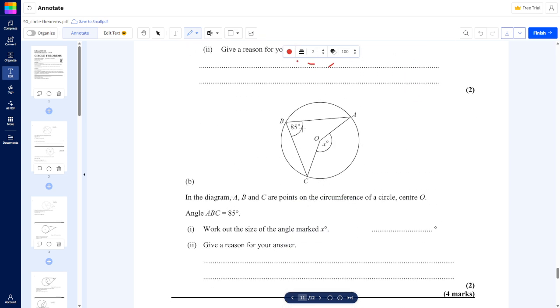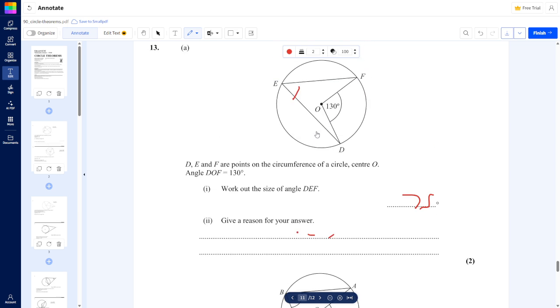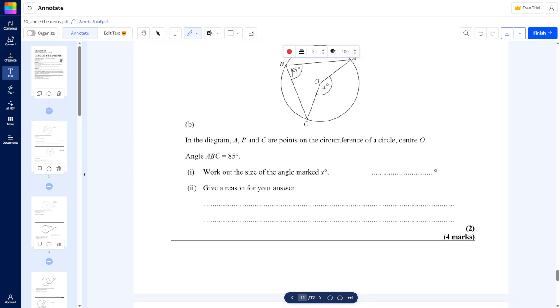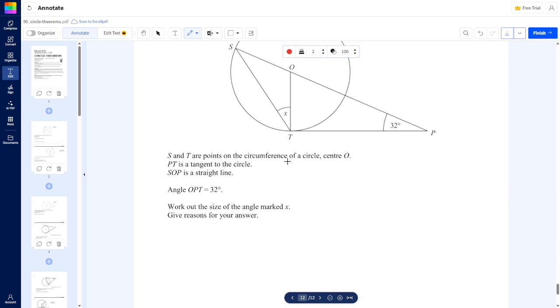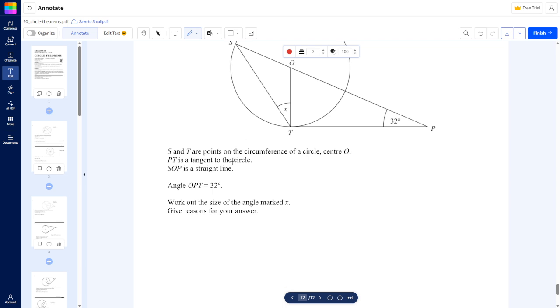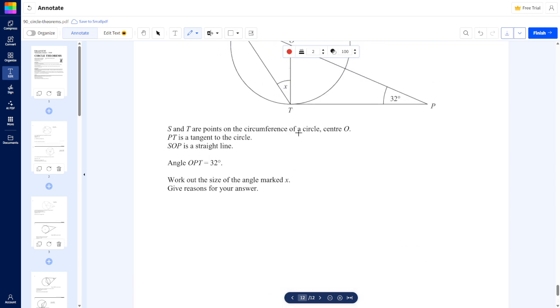Next diagram: A, B, and C are points on the circumference of a circle, center O. Angle ABC is 85 degrees. Work out the size of angle marked X. Same thing, but in reverse, so you would multiply this to get 170. Same reason actually. And you can see how over this video I'm progressively putting less and less effort in. It's kind of funny.